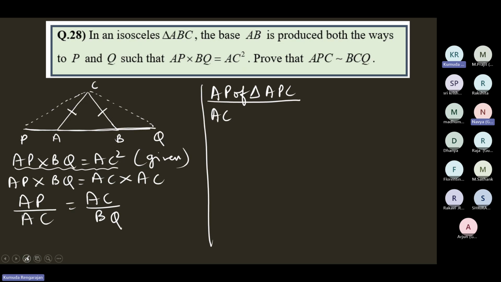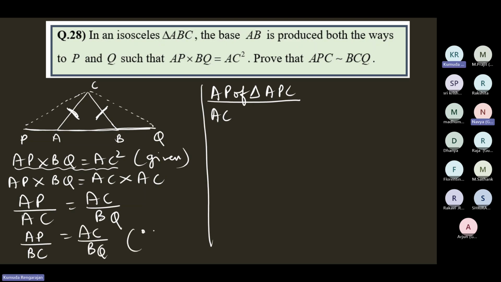Okay, now one minute. Before that, what do you understand? AP and AC both are of the same triangle, no? But they should be of different triangles. So what we'll do, we know that BC is equal to AC. So this AC, we'll replace with BC: AP by BC is equal to AC by BQ.